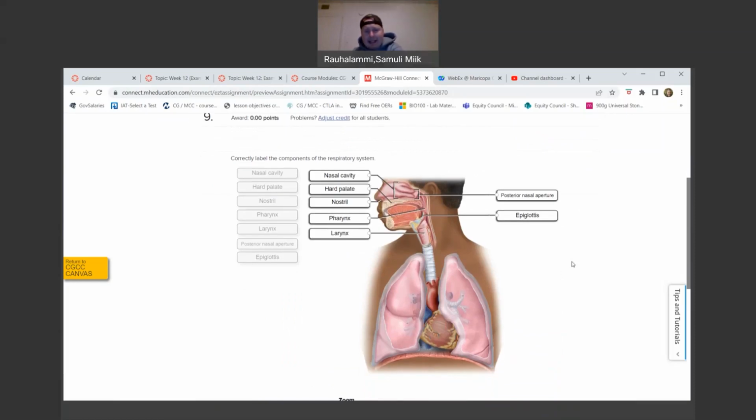Let's have a look at this nice diagram of structures of the respiratory system. So we're seeing the nasal cavity, and we're actually seeing the concha within the lateral wall of the nasal cavity. We're seeing the hard palate, the more anterior part of the palate. Remember, there's a bone inside. The posterior was the soft palate. We're seeing our nostril. We're seeing also the pharynx. Remember, pharynx was divided into three parts. Nasopharynx immediately behind the nasal cavity, oropharynx immediately behind the oral cavity, and laryngopharynx above the larynx.